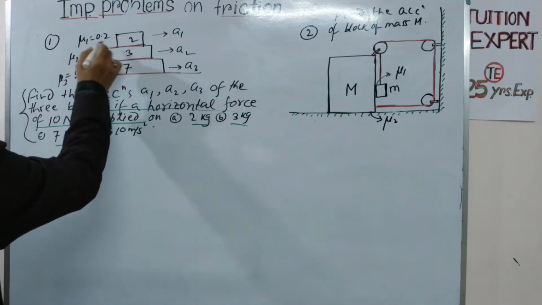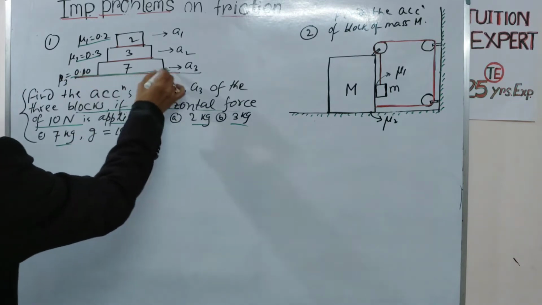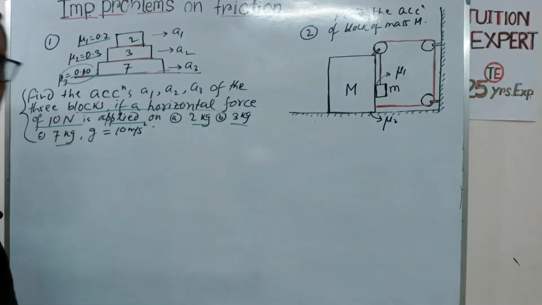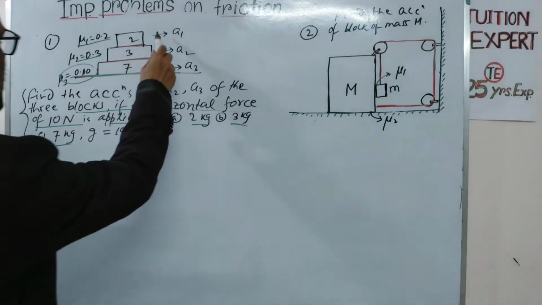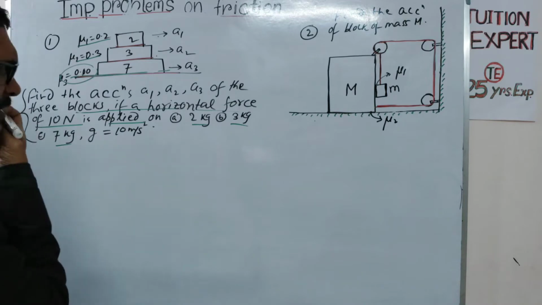The coefficient of friction between every block is given, and the ground surface is smooth. This surface, mu equal to 0, means this surface is smooth. Now find the accelerations A1, A2, A3. Here the total answer will be nine.